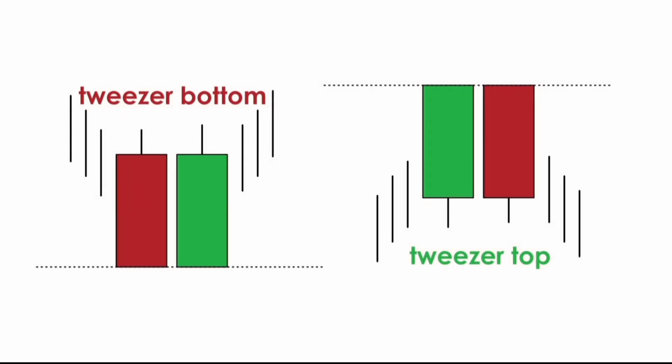Tweezers bottom and tweezers top. This pattern consists of two or more candles with equal lows, a tweezer bottom, or equal highs, let's say a tweezer top. A tweezer bottom pattern indicates a potential bullish reversal, while a tweezer top pattern indicates a potential bearish reversal. And why do we call them tweezers? Because they look like a tweezer. Now let's go to the chart and see some examples for these as well.